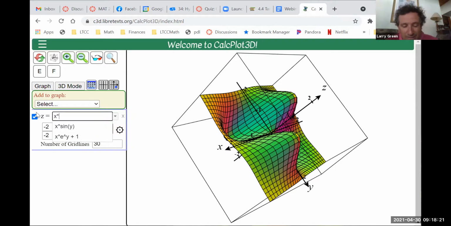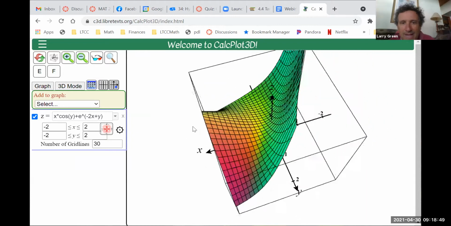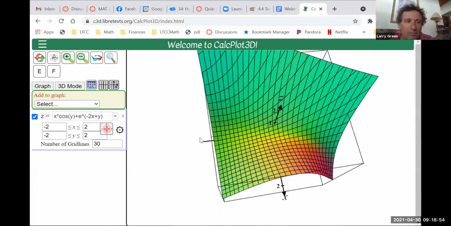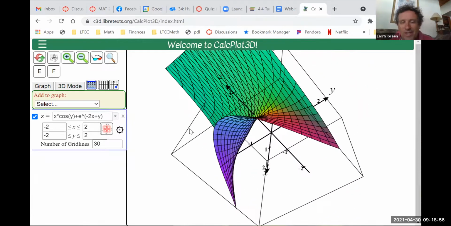How about x times cosine of y plus e to the negative 2x plus y? Oops. Negative 2x plus y. I'll just throw something out like that. Is it flat? Is it a plane? Would you call that a plane?